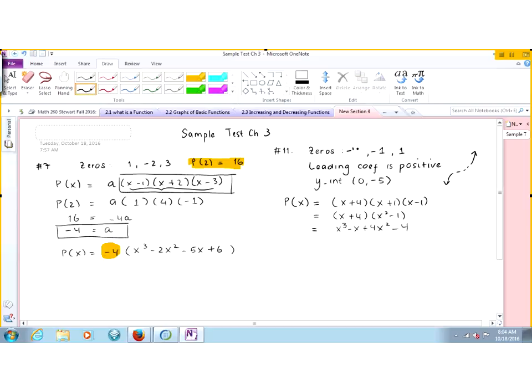So here, I guess it should have been negative 5. Yeah. All right. So the zeros. There's something wrong with the graph.